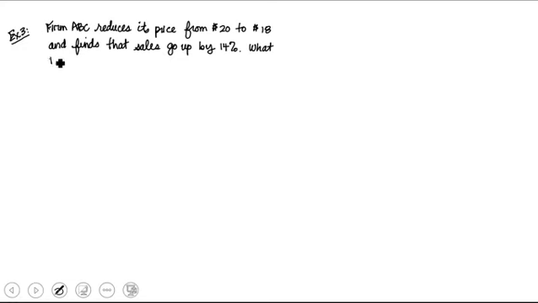I do too. Firm ABC reduces its price from, let's say, $20 to $18 and finds that sales go up by 14%. What is the elasticity of demand for their product?